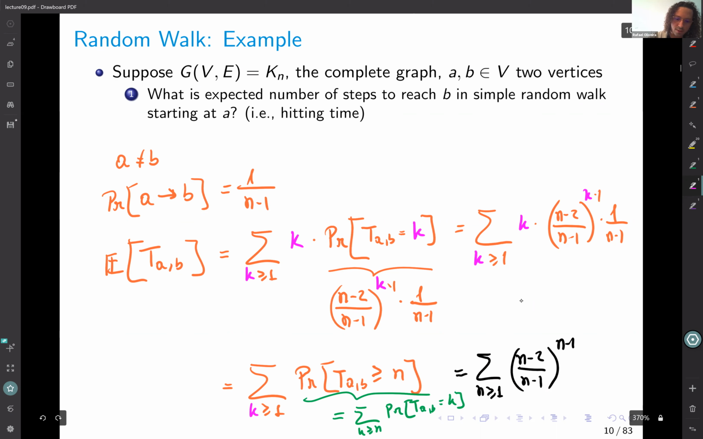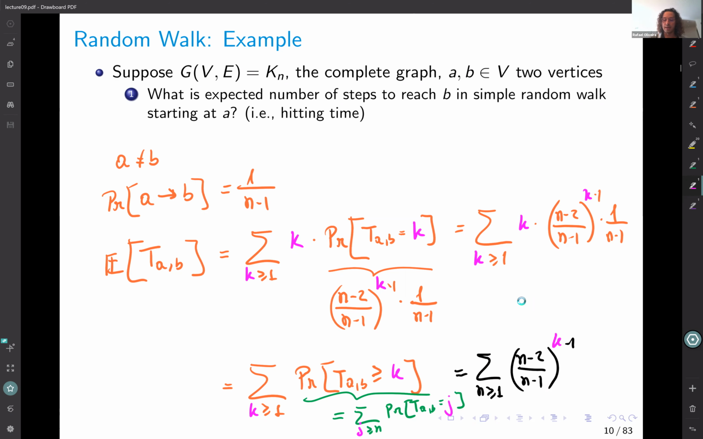So, sorry, instead of k here, let's put j. Let me fix it online already. This is k-1. Okay, now it's better, because the n just depends on the graph. The complete graph has the n. Okay, so is it clear so far? So this is the expected number of steps to reach B.